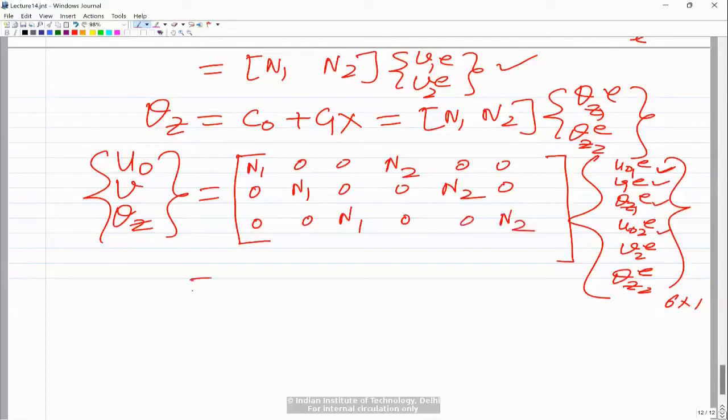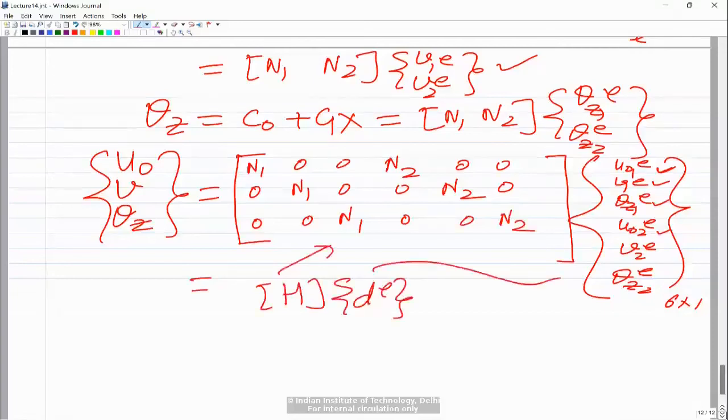So we call this now the matrix as is the interpolation matrix. The names are same, so I'm not writing again. So this is your interpolation matrix, and this is the vector of elemental degrees of freedom. So the nomenclature is the same.